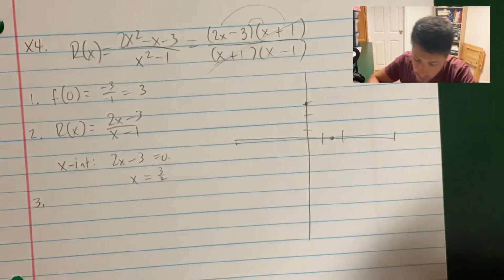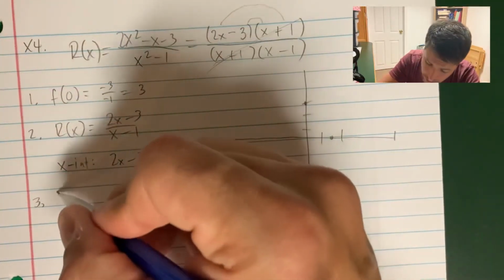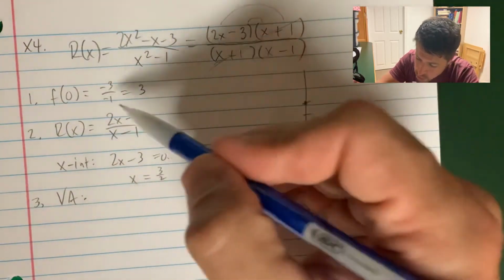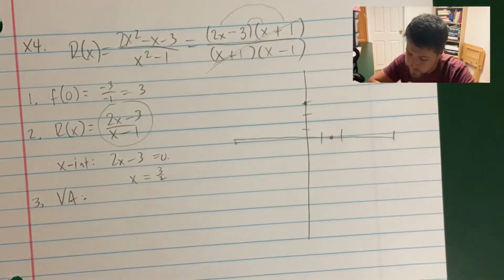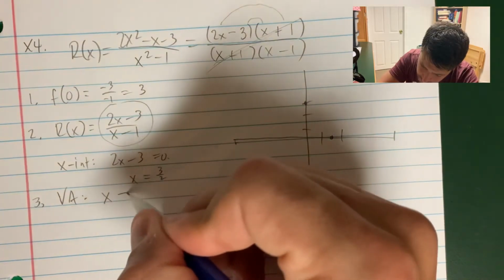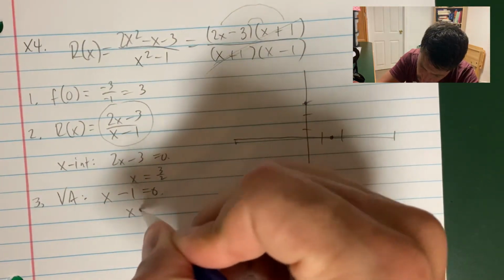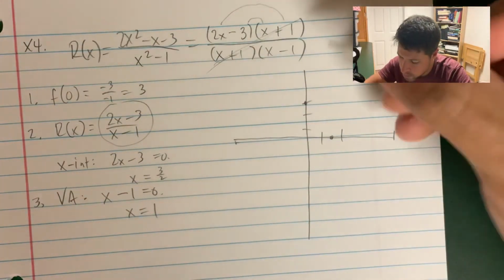Step 3, we're going to find the vertical asymptotes. Remember to use the reduced function that we have. Set the denominator equal to 0. If x minus 1 equals 0, I have a vertical asymptote at +1.